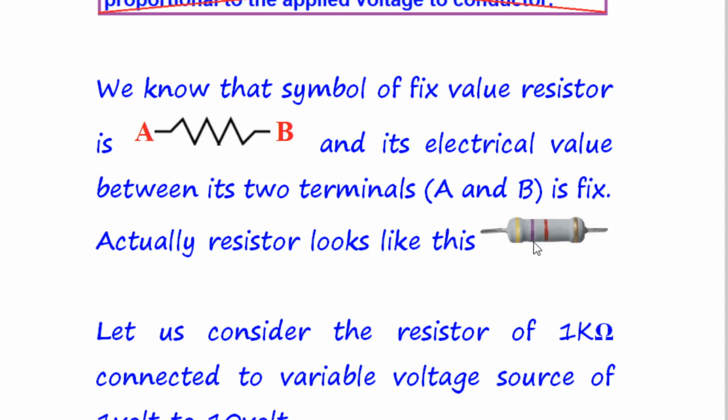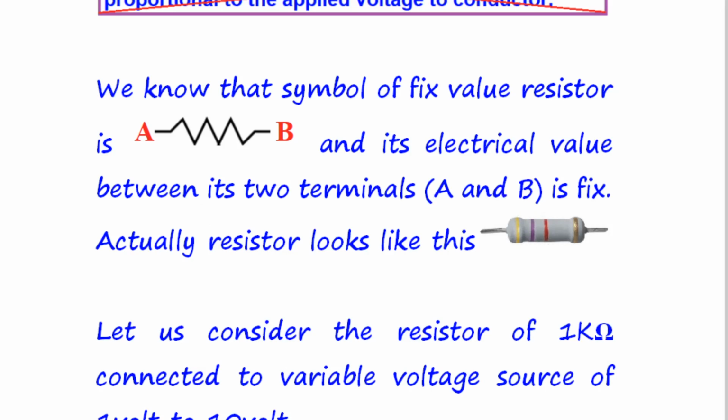An actual resistor looks like this. In the laboratory, if you handle a resistor, you will come to know that an actual resistor looks like this. There will be different color bands. The last color has a long gap before it. This is the tolerance color, and the other colors are for calculating the value of the resistor. In this way, a two-terminal resistor has a fixed electrical value between its two terminals, A and B.